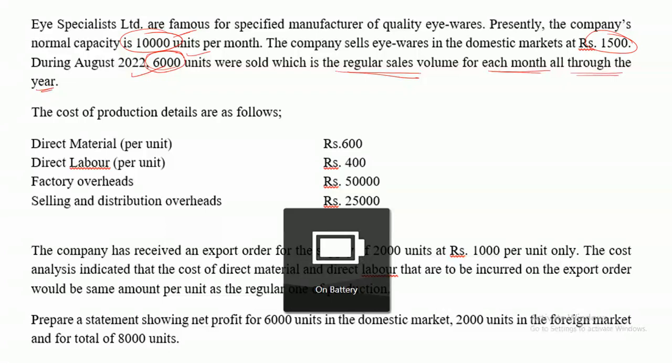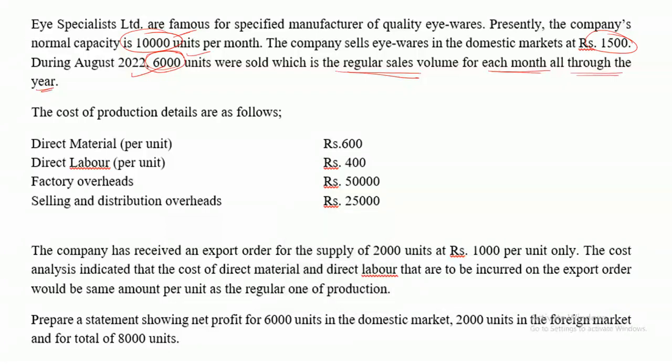Now the cost of production details are as follows: direct material, labor, factory overheads, and selling and distribution overheads are given. Two items are given per unit and two items in total. Then the company has received an export order for the supply of 2,000 units at rupees 1,000 per unit only. In the domestic market it is selling at rupees 1,500, but this offer is for 1,000 per unit only. The cost analysis indicated that the cost of direct material and direct labor to be incurred on the export order would be the same amount per unit as the regular production.